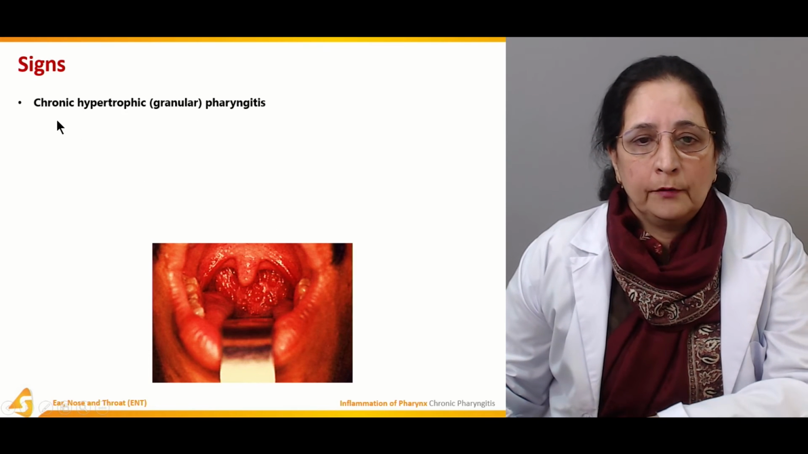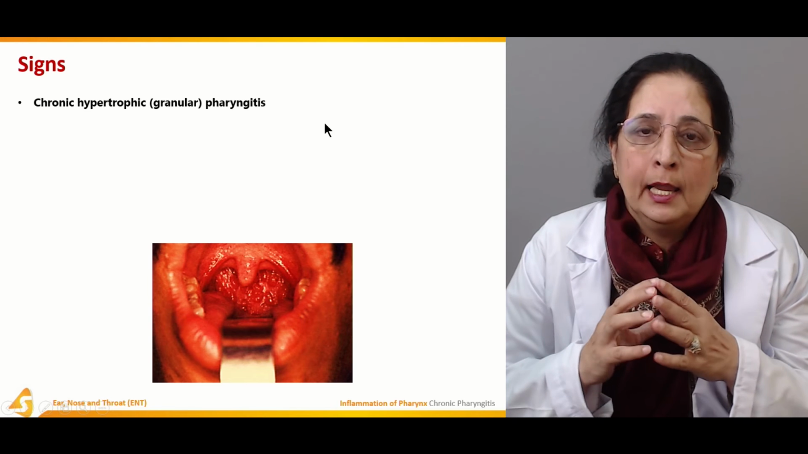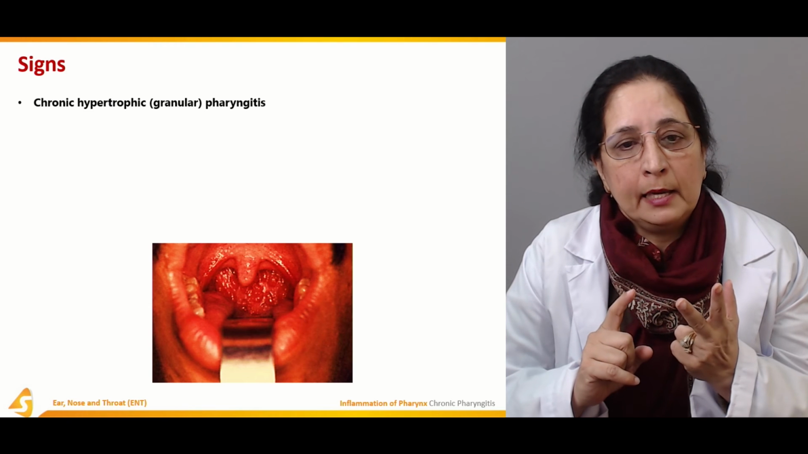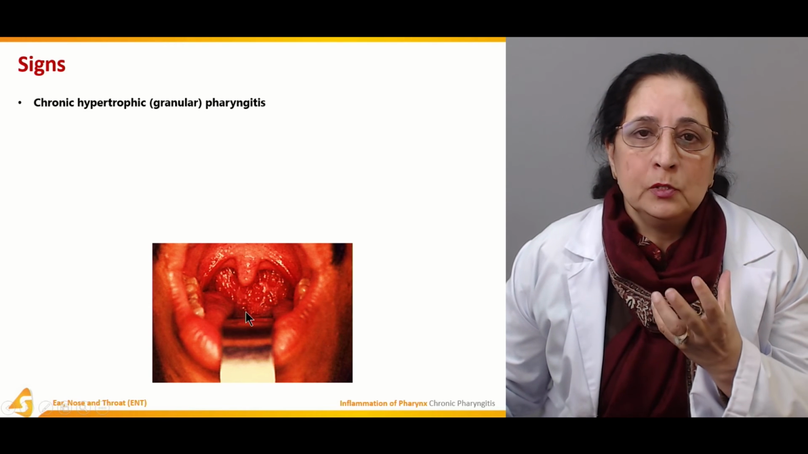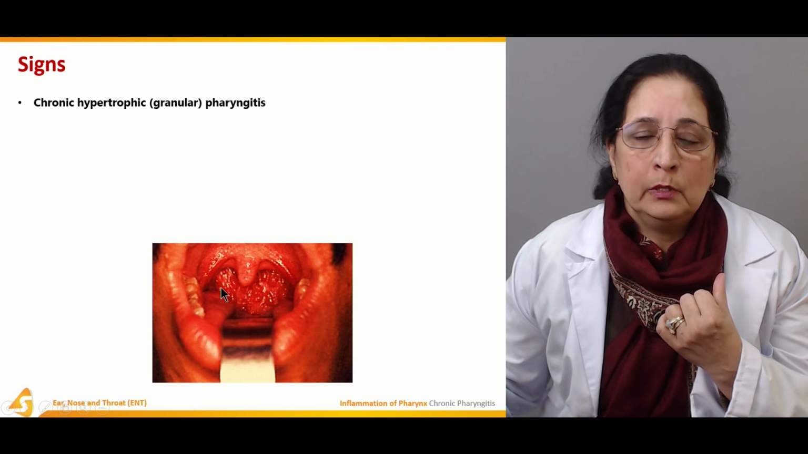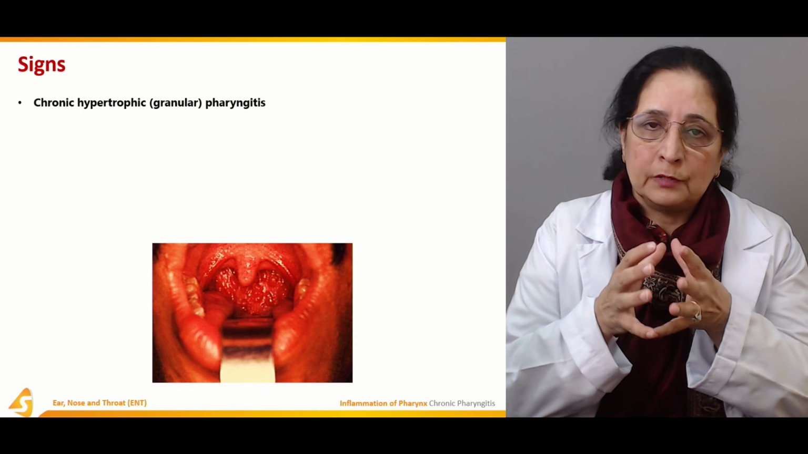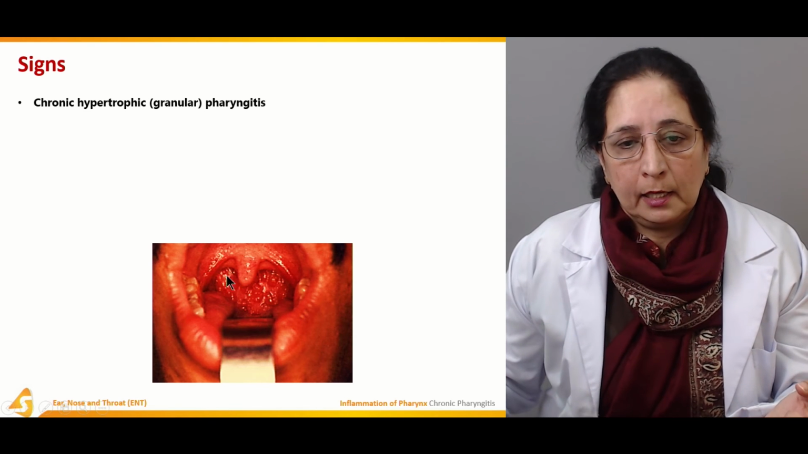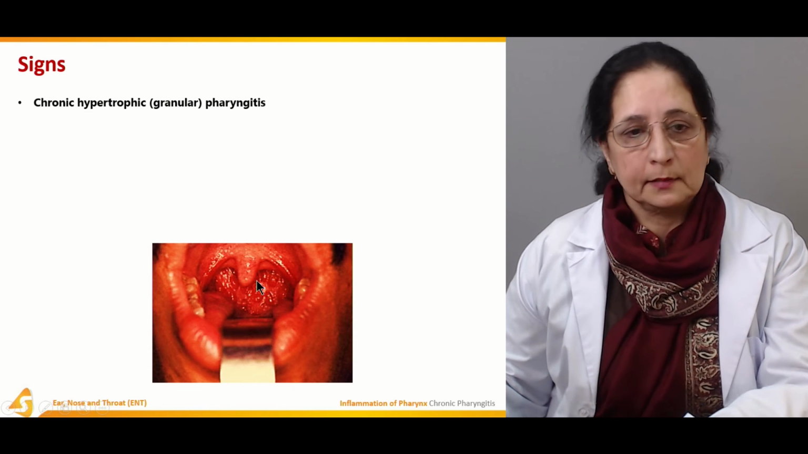Signs of chronic hypertrophic granular pharyngitis. We mentioned that chronic pharyngitis is of two types, catarrhal and granular. And here, if you see, there are granules present on the back of the pharynx. So that is granular pharyngitis. As compared to catarrhal, where the whole area was very congested, engorged and red, this is the hypertrophic type of granular pharyngitis.